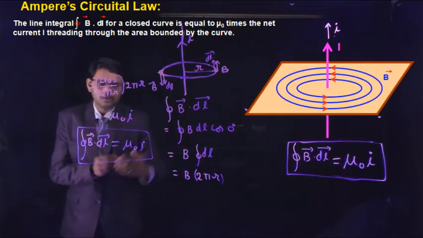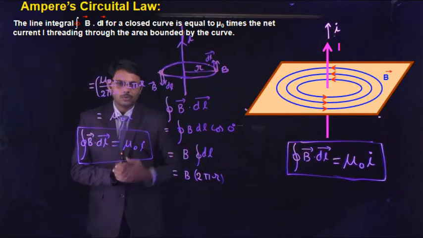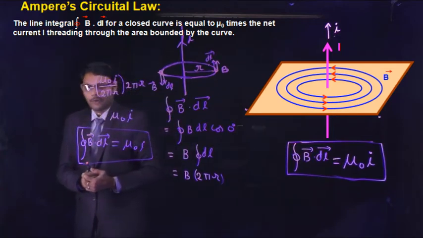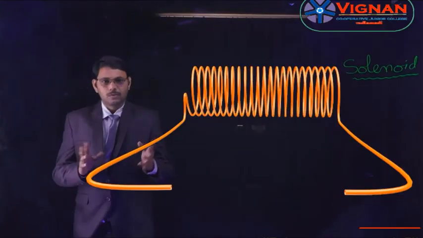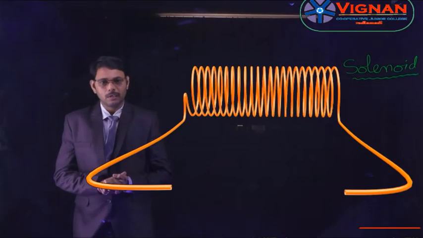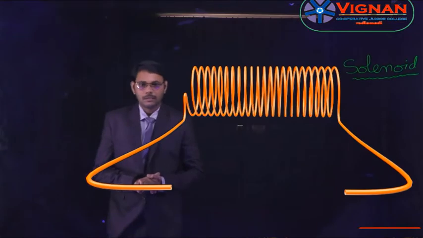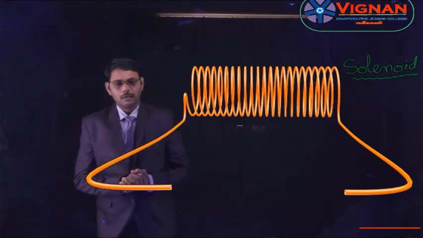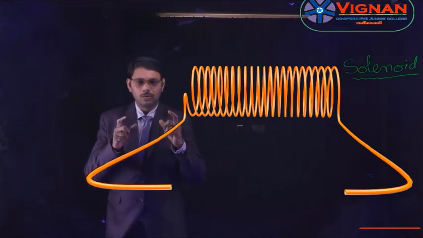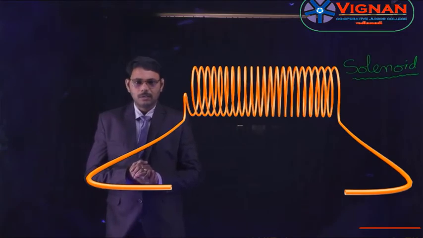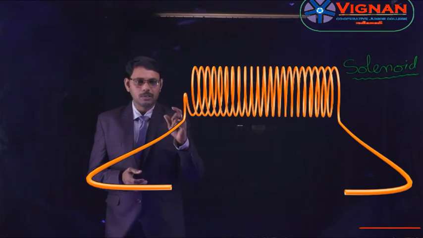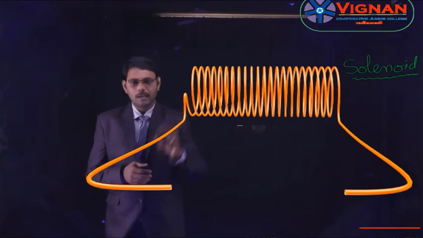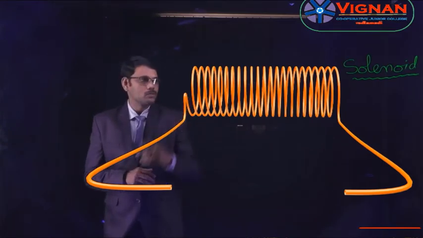So we continue our discussion to apply Ampere's law to find the magnetic field due to a solenoid and a toroid. Students, next we discuss the solenoid. A solenoid is a very frequently used device in so many appliances to produce a required amount of magnetic field along its axis.